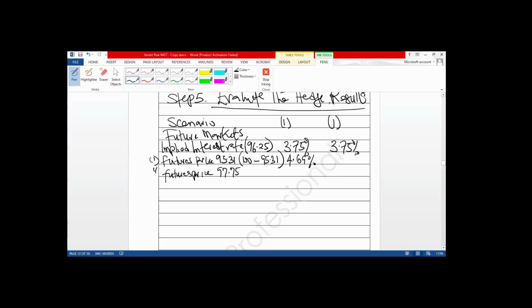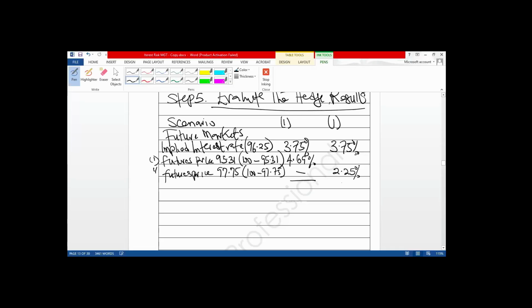For second scenario, the futures price is 97.75. Is that not? In percentage, what is the percentage here? 2.25. Thank you, sir.